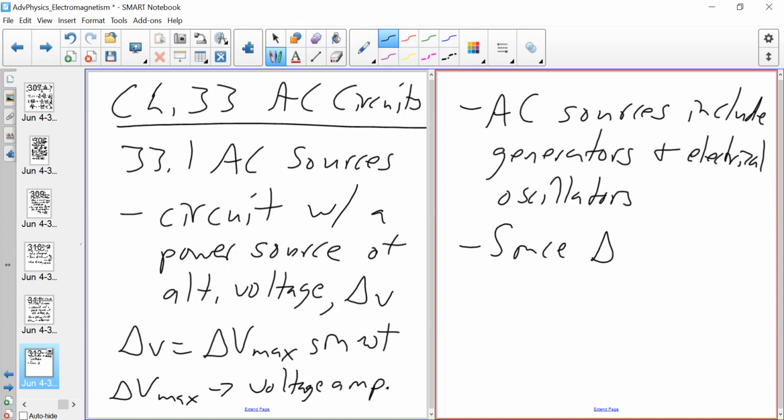Since delta V, little v, is from an AC source, the current also alternates, because they're directly proportional to each other. Delta V equals I times R. Your voltage oscillates, your current's going to oscillate. And a resistor is a resistor. It's just going to be receiving all this stuff. It's seeing current go one way and going back the other way. The resistor is just sitting there.